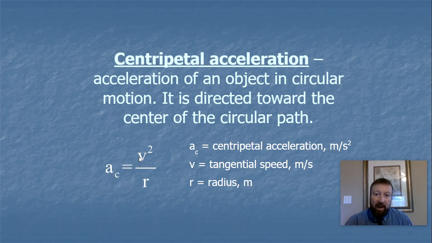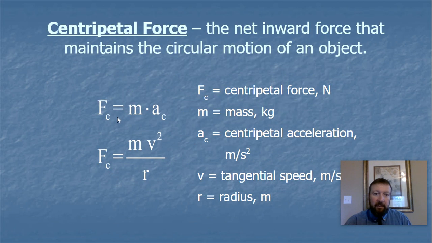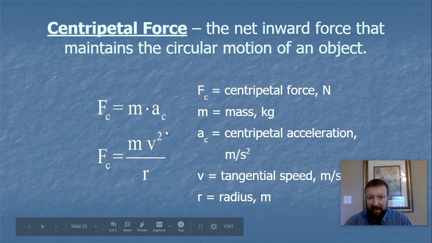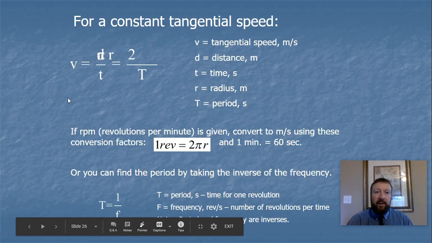It's v squared, which is your tangential speed, your linear speed, divided by your radius that you're going around. And then your centripetal force is going to be mass times that acceleration that you decide. So all you're doing is taking that and multiplying mass. Once you find the centripetal acceleration, your force is fairly easy.